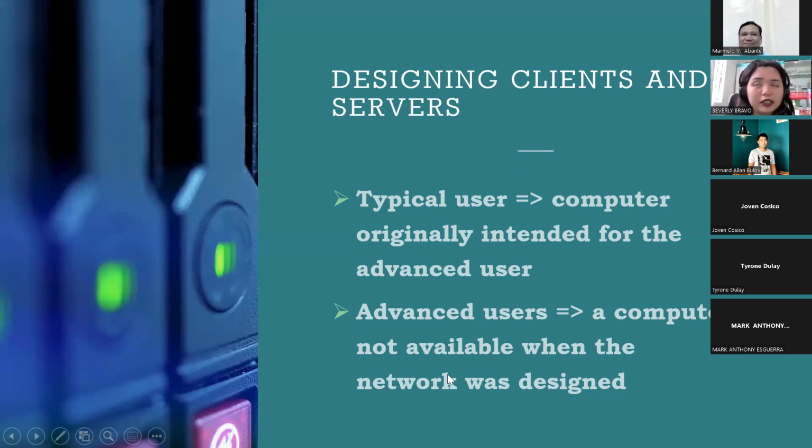And most of the time, advanced users are the ones having a hard time navigating the network design, not because they're not capable, but because of the hardware requirement that they need, which is usually not met during the initial process of the network design.